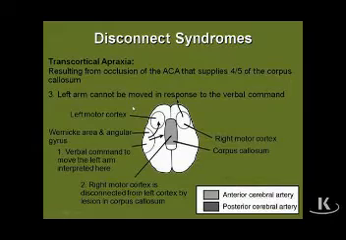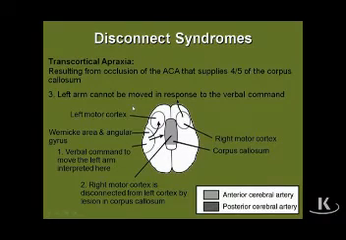And the first one results in what's called transcortical apraxia that results from a vascular occlusion of just the corpus callosal branches of the anterior cerebral artery. Because as we said earlier, about 4/5 of the corpus callosum is in the vascular territory of the ACA. So here's the scenario. This patient has a transcortical apraxia where they're going to have an inability to move the left arm in response to a verbal command.